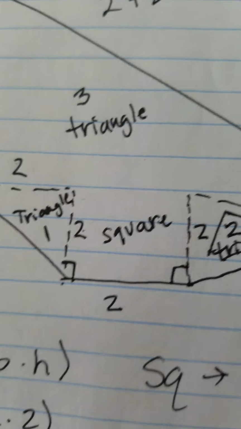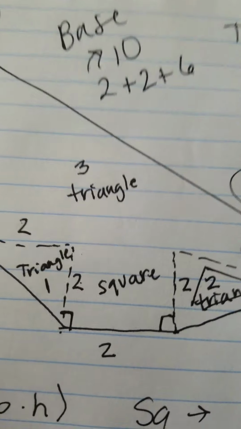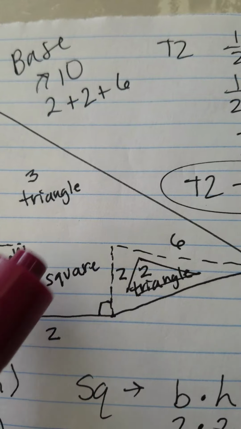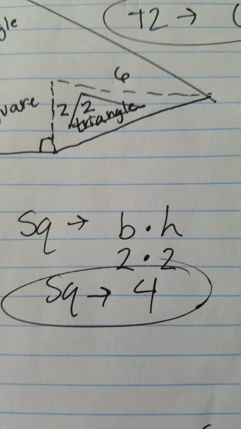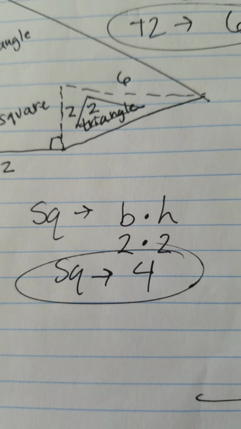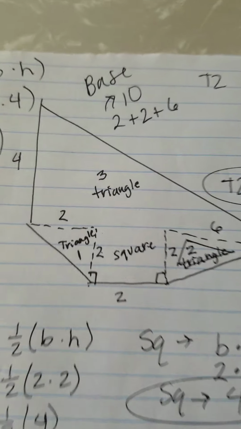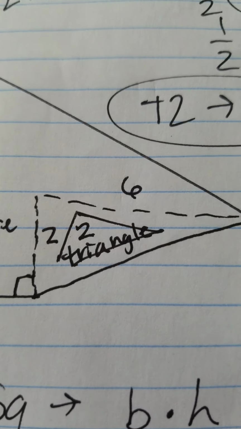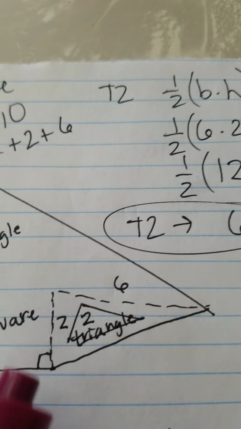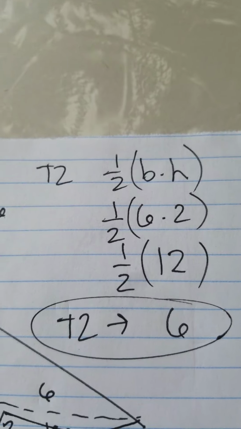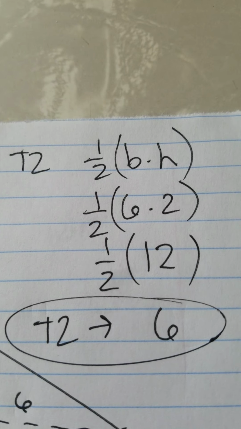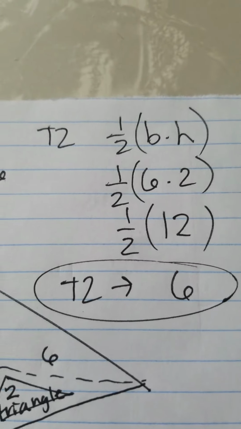The next one is a square. If you now just look at just this all by itself, it's a square that has sides that are both 2. So to solve for a square is base times height. 2 times 2 is 4. The area of that square is 4. Next shape we're going to look at is the second triangle, which had a base of 6 and a height of 2. So over here, 1/2 b times h. The base was 6, height was 2. 6 times 2 is 12, half of 12 is 6.